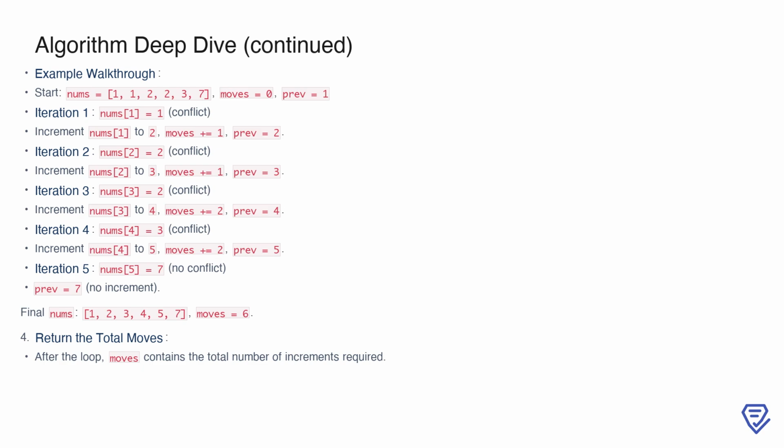The next element is another 2, which requires 2 increments to become 4. We add 2 to moves and update previous to 4. Similarly, the next element is 3, which is incremented twice to 5, adding another 2 to moves and setting previous to 5. Finally, the last element, 7, is already greater than previous, so no increment is needed, and previous is updated to 7. At the end of the loop, the array becomes 1, 2, 3, 4, 5, 7, and the total number of increments, stored in moves, is 6. This value is then returned as the result.